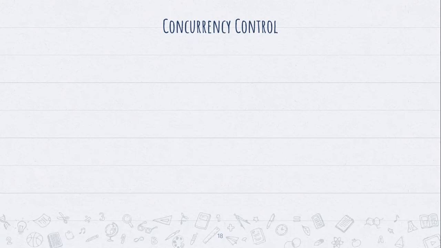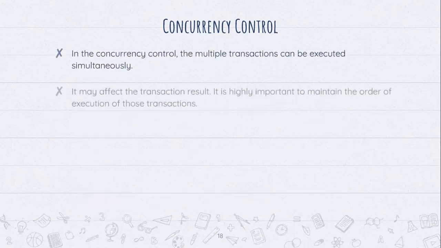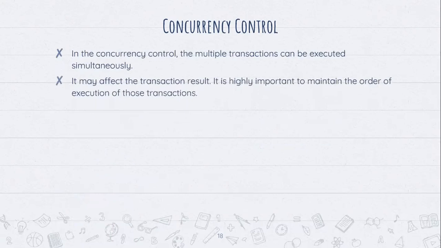Why do we need this? It may affect the transaction result. It is highly important to maintain the order of execution of those transactions. If there is more than one transaction, we have to maintain the order: which one should be first, which second, which third. Likewise, we have to maintain the order.